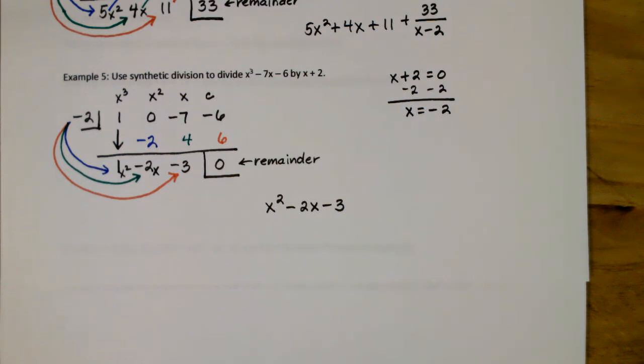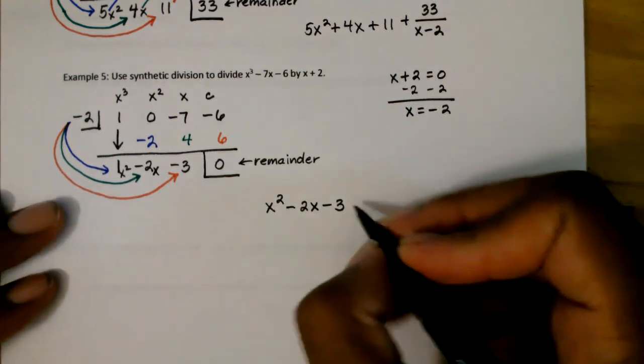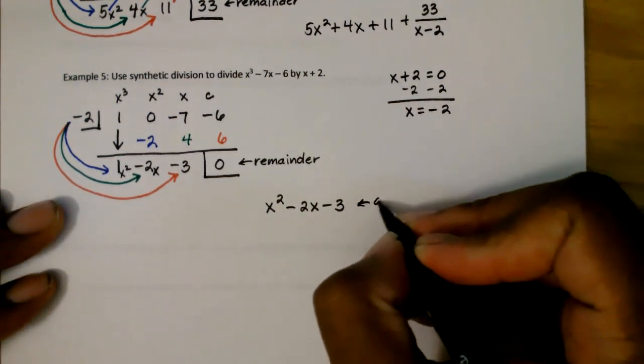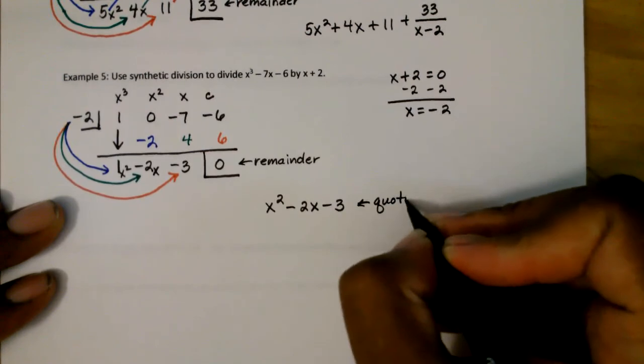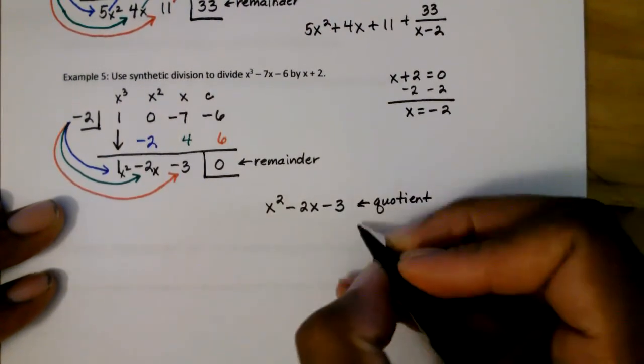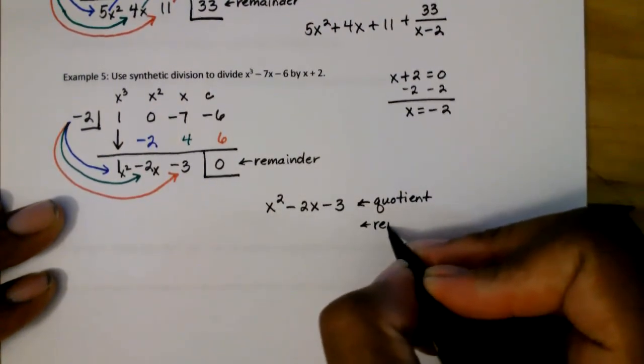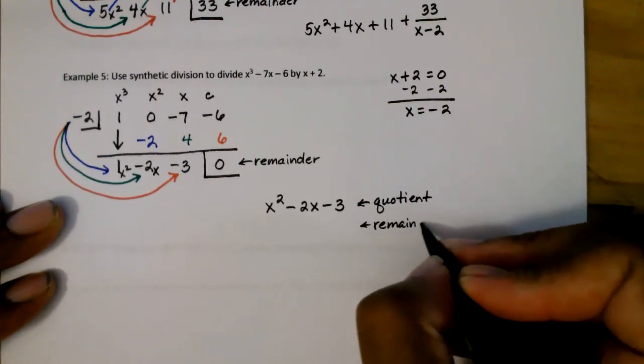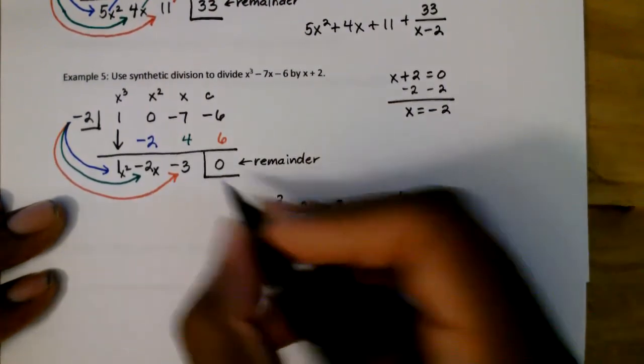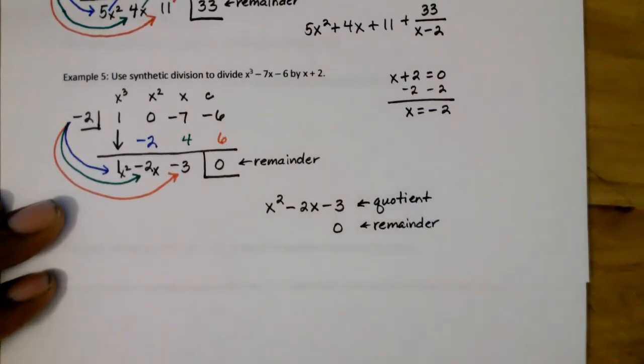And I do need to mention something here. In the MyMathLab homework, they're going to ask for the quotient and the remainder. So that x squared minus 2x minus 3, that is the quotient. And the remainder is just going to be right here. Just going to be 0.